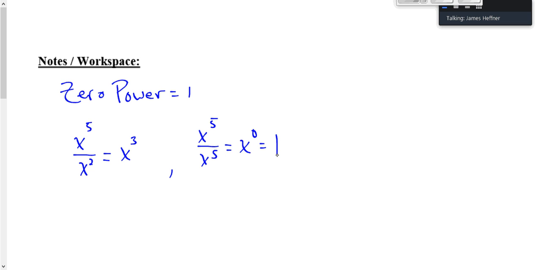You guys see, any number divided by itself is what? 1. So do you see, if you use the subtraction properties and end up with something to the 0 power, you're really taking something and dividing it by itself. Does that make sense? All right, well, let's go back.